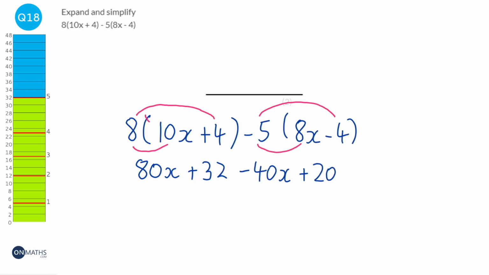Then 80x take away 40x, which will give us 40x. And 32 plus 20, which would be 52. So our answer would be 40x plus 52.